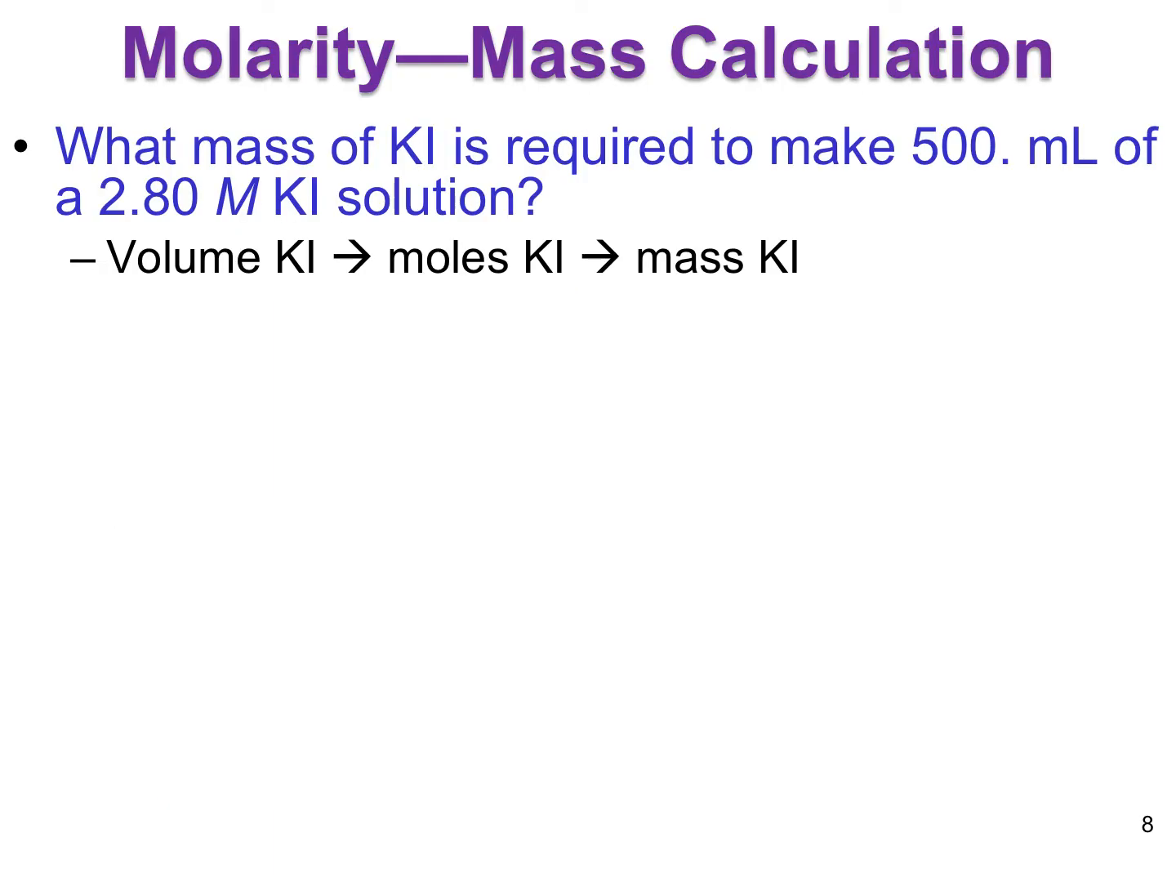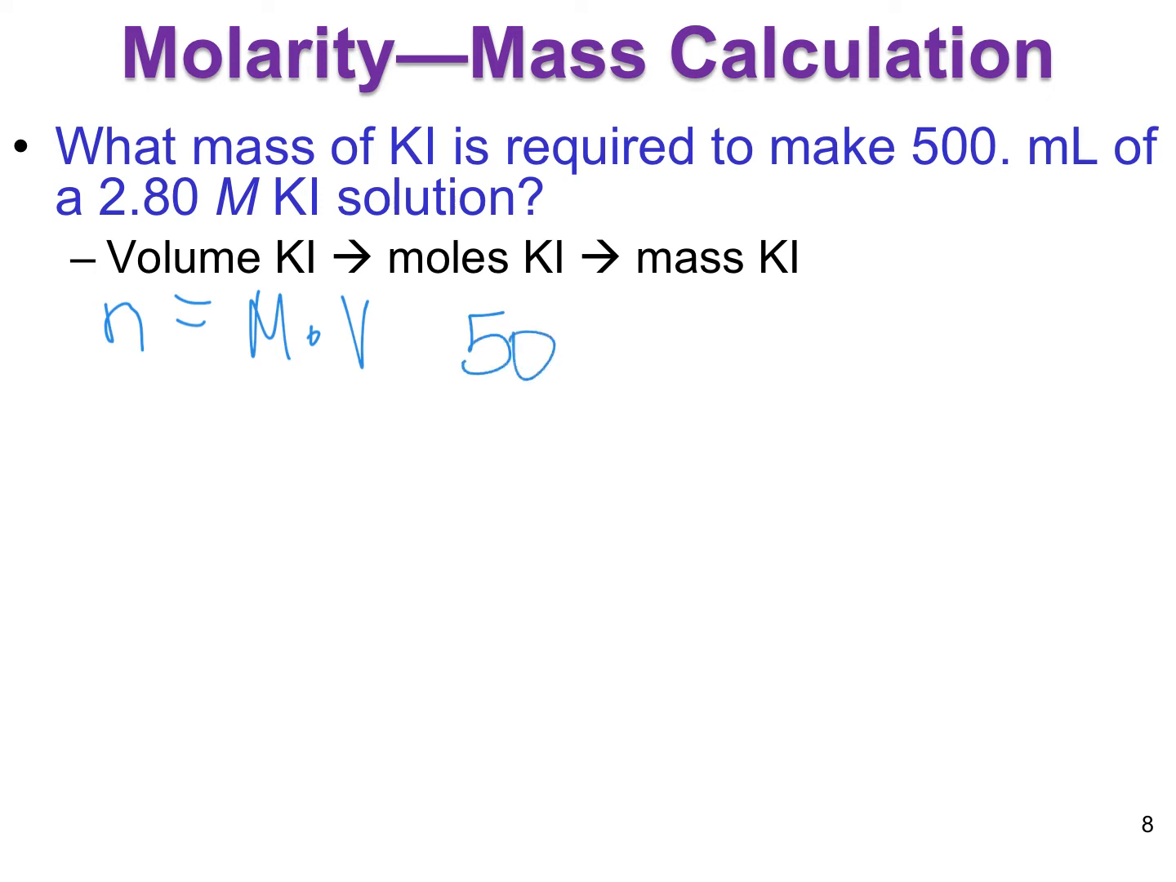The calculation of the mass first requires the calculation of the moles of solute using the molarity M and the volume V in liters. Mathematically, the number of moles equals the molarity multiplied by the volume, or n equals M times V. To calculate the mass of potassium iodide needed to make 500 milliliters of a 2.80 molar solution, the volume must be converted to liters and then multiplied by the concentration to get the number of moles of KI.